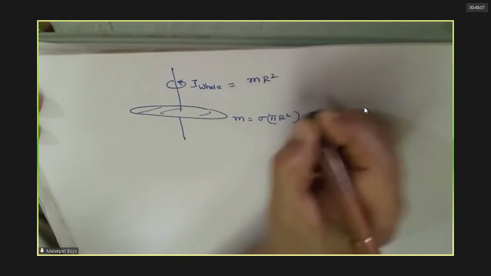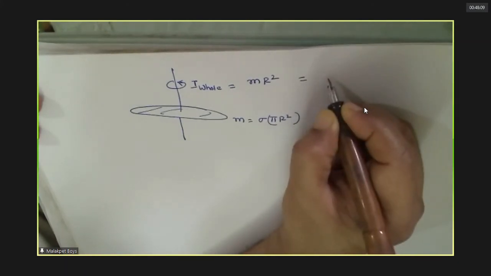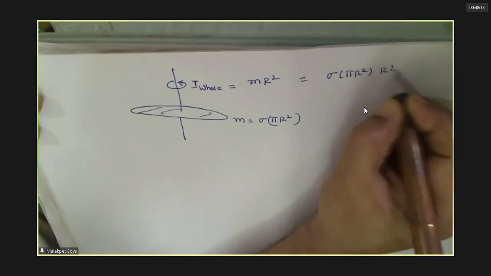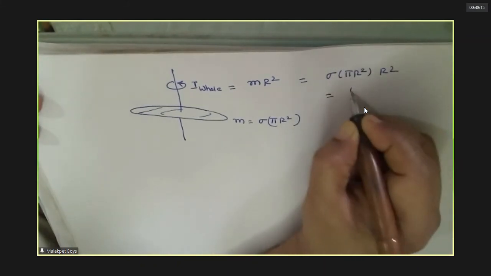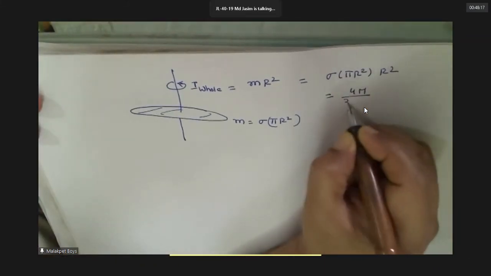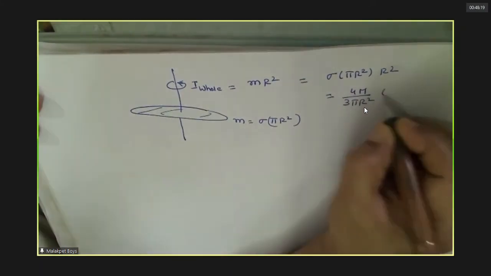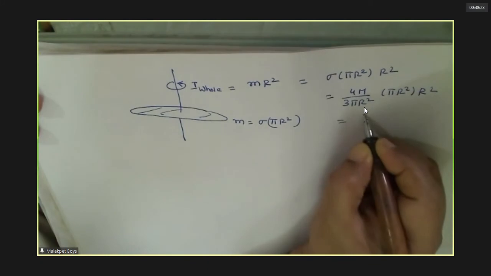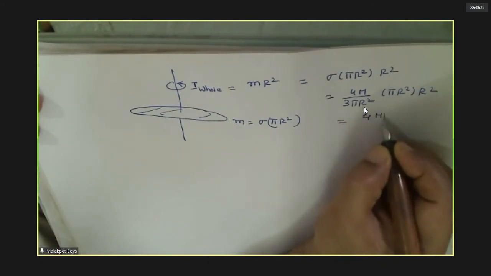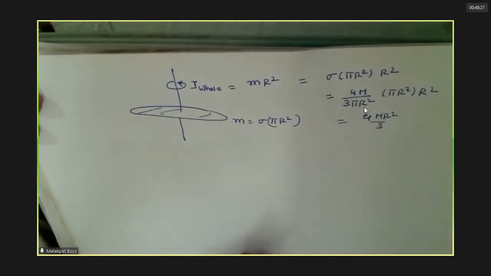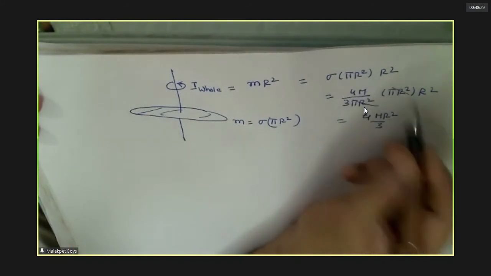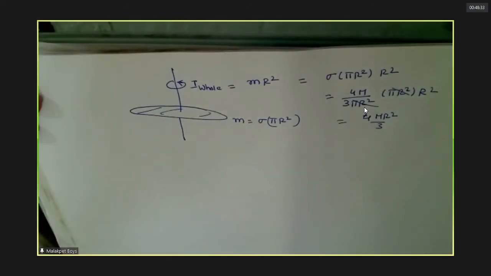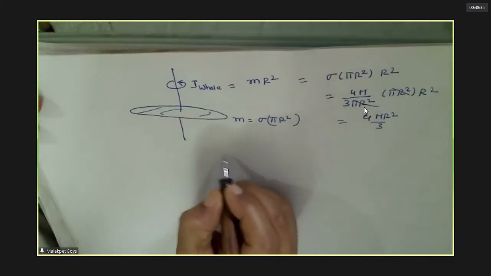So the mass is sigma pi r square, into r square. What do you get? 4 mr square by 3. Do you agree with this? Agree, sir. Next, what I said about this one: the disk that is removed, no?